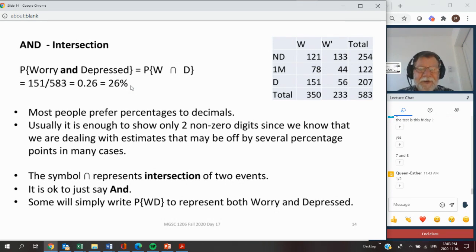When writing it out, I've written it with that special symbol, that upside down U for intersection. I rarely ever use that. I like using the word 'and', because then I know what I'm saying: worry and depressed. I'll even write it out in words like I've written it out here, because then I know what I'm saying. And sometimes if I'm using symbols, I just write the 2 letters together, WD.